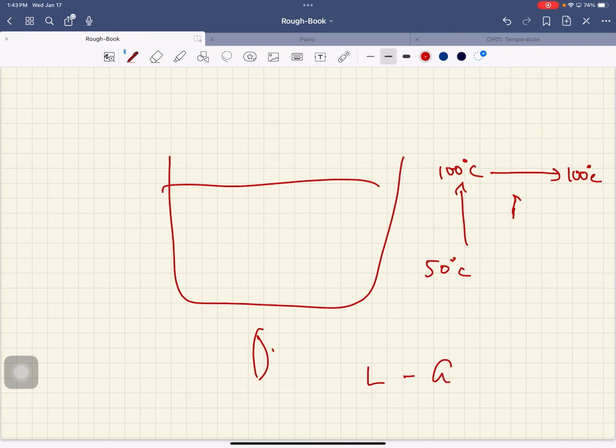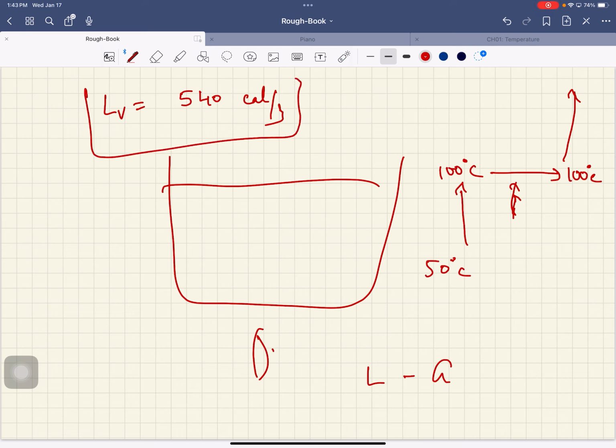And then once you convert all of it to steam, then you can raise the temperature of steam to anything you want. Well, not really. Eventually it won't be water. It'll all dissociate, ionize, and stuff like that. But while phase transition is happening, you're not changing the temperature. The latent heat of vaporization of water is 540 calories per gram.